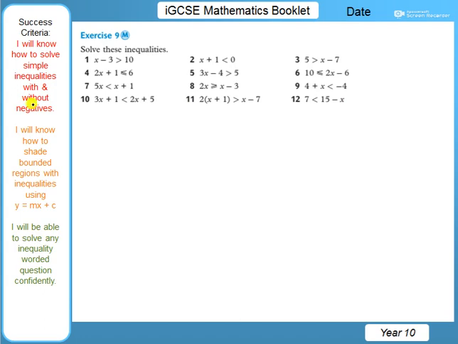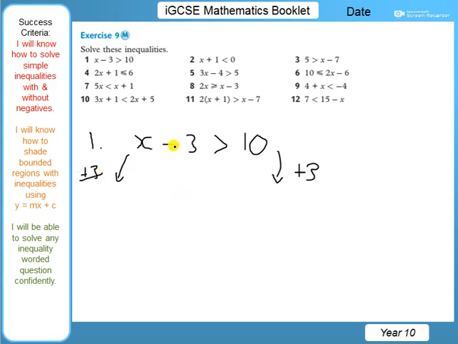Now, as usual in my videos, I'll always do the first one with you. So question 1, x minus 3 is greater than 10. So we want to get x on its own. So what's the opposite of minus 3? Well, that's plus 3 on both sides. Remember, it's like a scale, you have to do it on both sides to keep the balance.